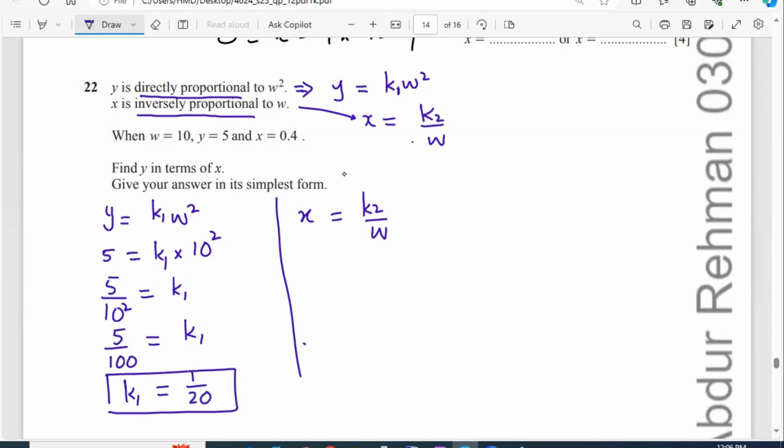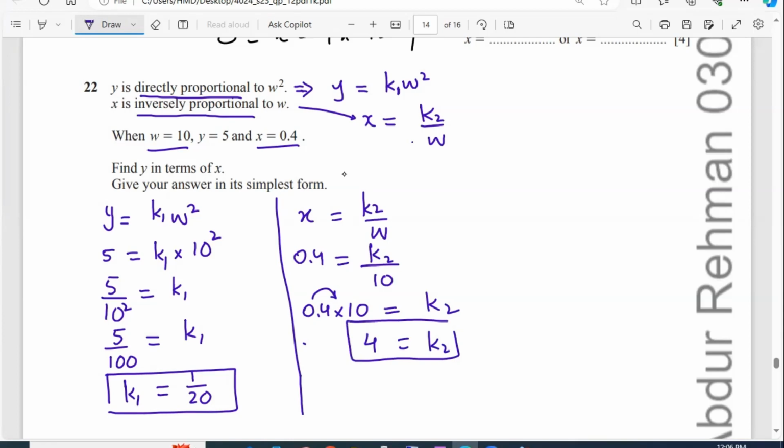Now find K2 with the help of X and W. The value of X is 0.4, so 0.4 equals K2 over W, where W is 10. So 0.4 times 10 equals K2. Don't use a calculator when you multiply by 10. Shift the decimal, it will be 4. K2 is 4 here.